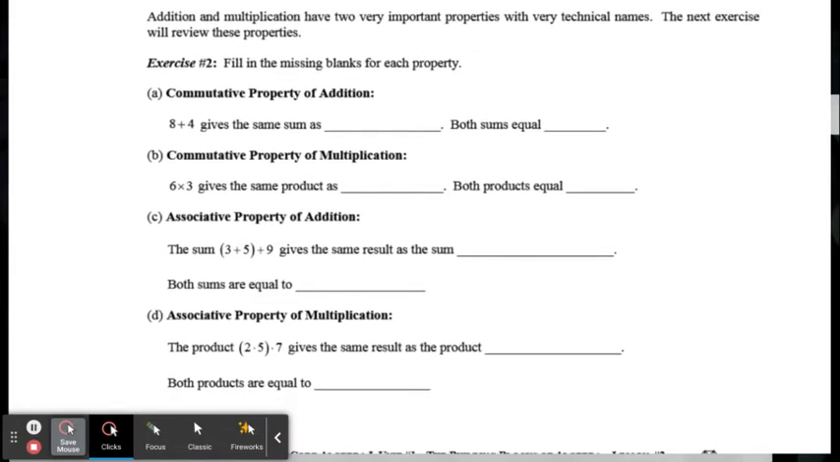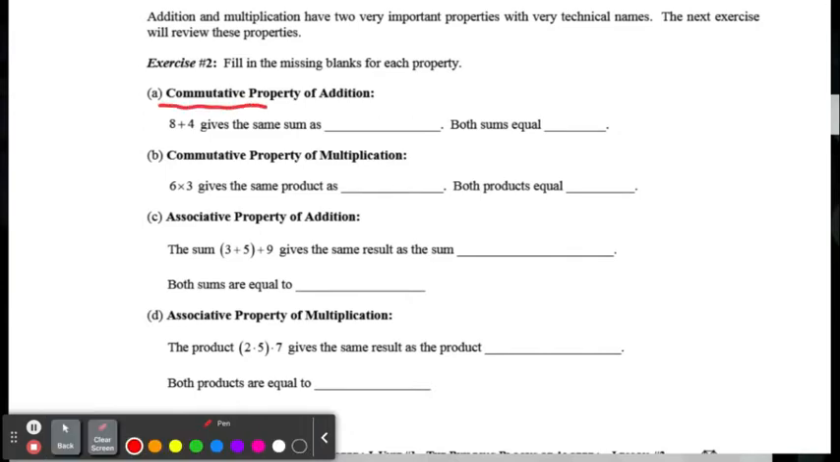So look at exercise 2. These are all properties. Properties are the same thing as rules. So we're just going to work through these. So the first one is the commutative property. And sorry, it's a little messy. I'm writing with my finger.